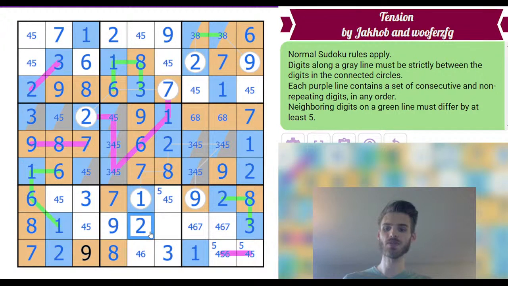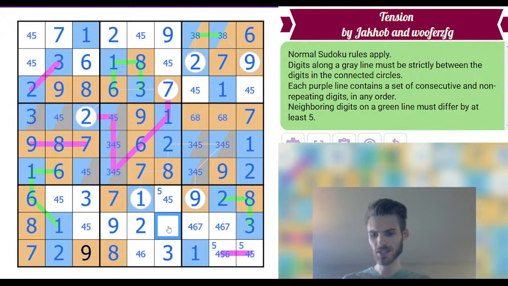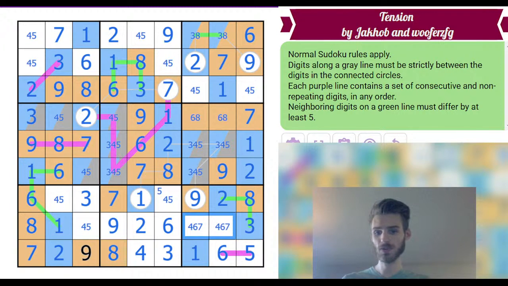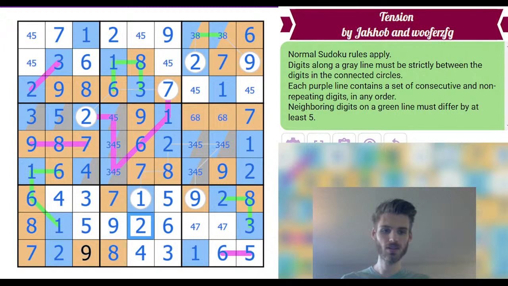Unless that can be a 2. What would this be then? It's a 6, I guess? So this is 5 and 6. That doesn't look broken to me. No, this seems fine. I think I just missed a 2 pencil mark here.